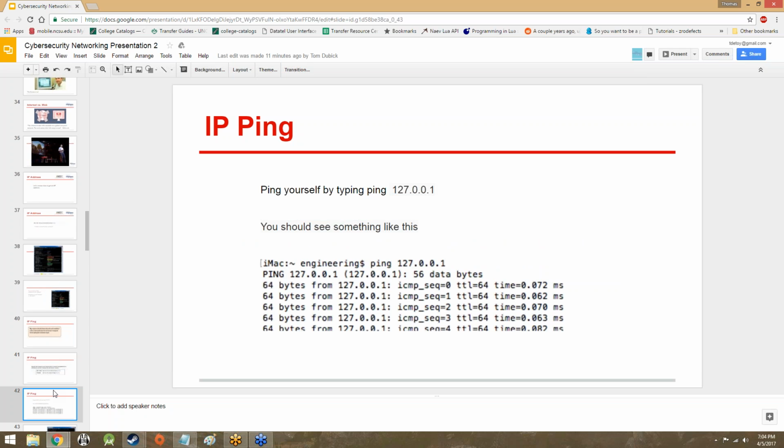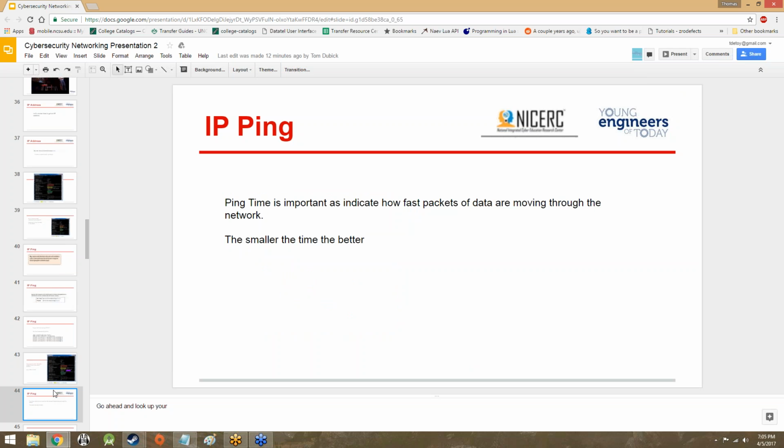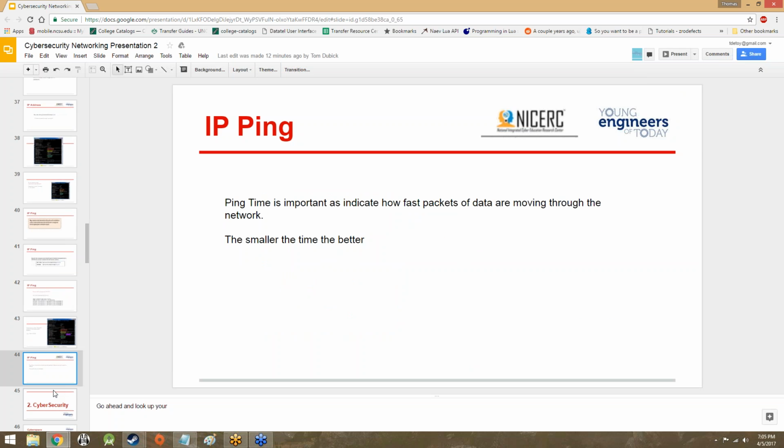You can ping yourself by typing 127.0.0.1. That always just represents your own home computer. You can ping your router. And you can basically ping anything that you have the IP address for. You can ping a friend's computer if you have the IP address for it. You can ping a computer at school if you have the IP address for it. You can ping whatever. You can ping a random IP address.